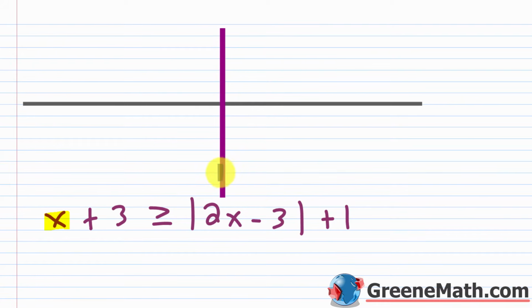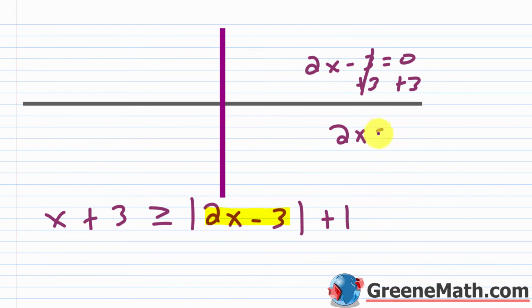We have a table here, but it's just going to be 2 intervals, so we don't need 3 intervals. Let me unhighlight this so nobody gets confused. You're just going to consider where 2x minus 3 is equal to 0. So 2x minus 3 equals 0. Let's add 3 to both sides. We get 2x is equal to 3. Divide both sides by 2. We get x is equal to 3/2.